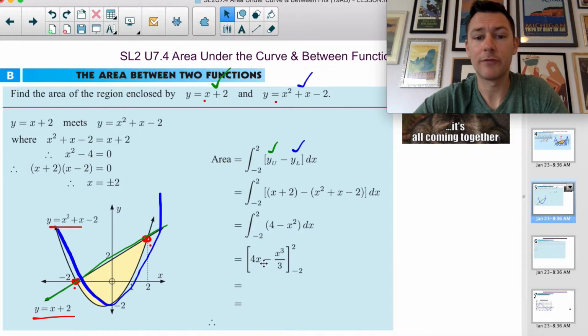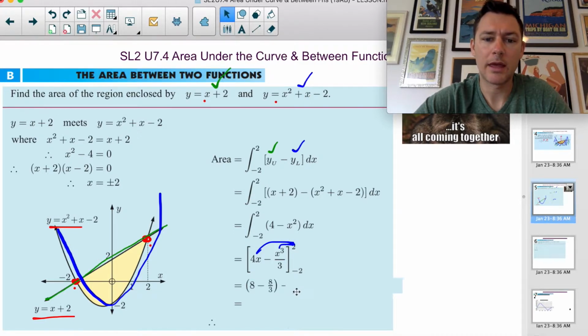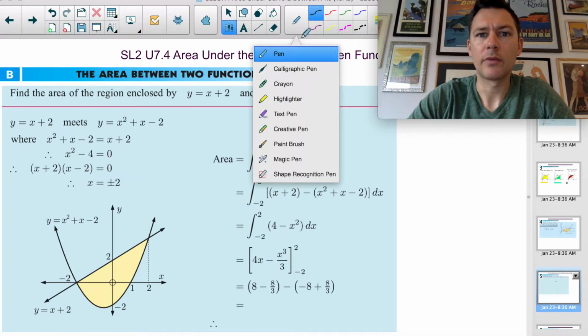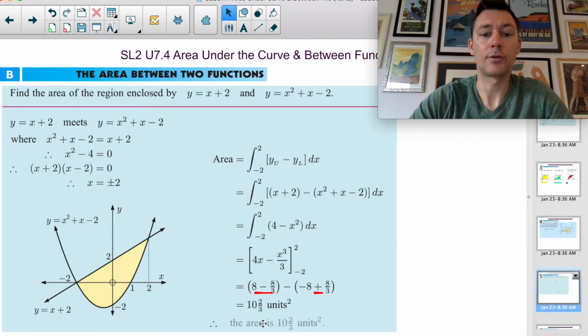When you integrate the 4, you get 4x. When you integrate the x squared, you get 1/3 x cubed. Then we integrate from -2 to 2, which means we first plug in 2 into there, and that's this component, right? And then we plug in -2 into there and there. When we evaluate, we get these results and we can subtract them, and this ends up with 10 2/3 as our total area under the curve.